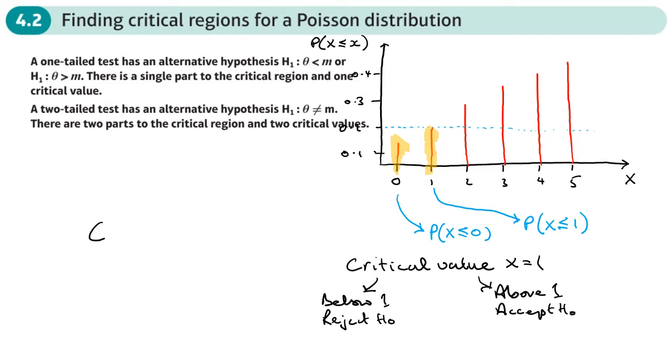The critical region is basically the inequality. So I could say that for this one, when x is less than or equal to 1, I would reject H0. So this is about finding the values of x which are either going to cause us to accept or reject H0. Now on these questions you'll need to use the tables.